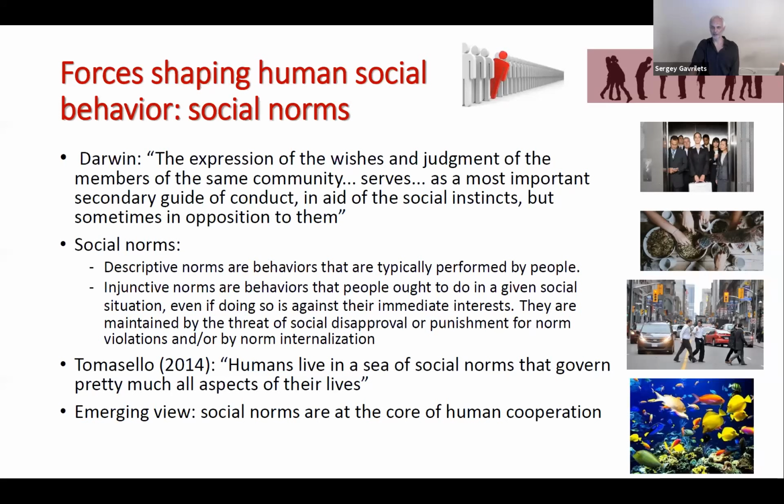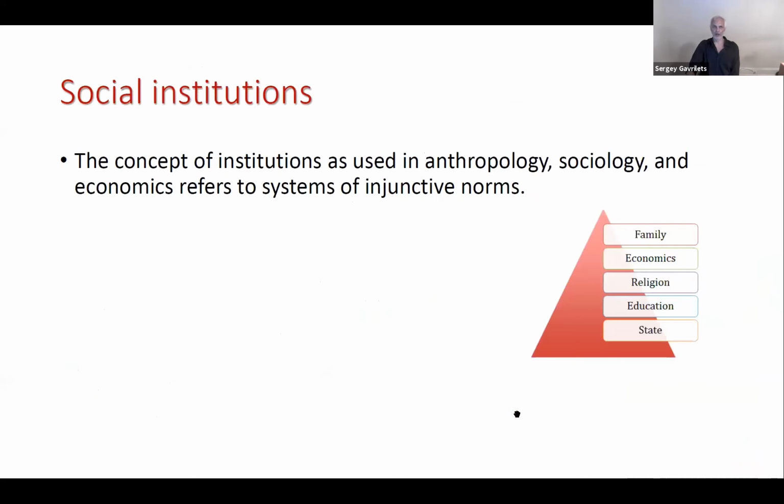And I really like this quote from Michael Tomasello, that humans live in a sea of social norms that govern pretty much all aspects of their lives. And there is a very interesting emerging view that social norms are at the core of human cooperation. And besides social norms, we have social institutions, which are basically systems of social norms. And they are also clearly very important for us.